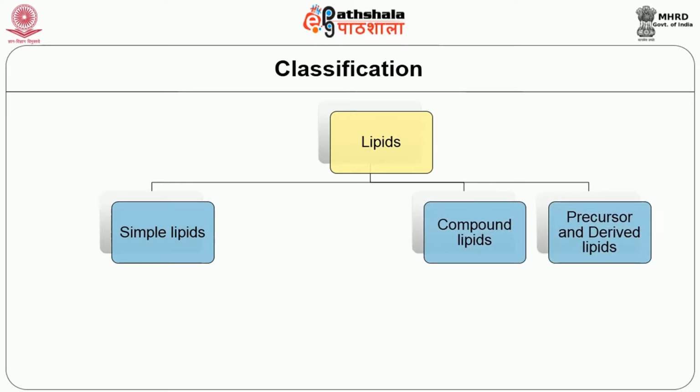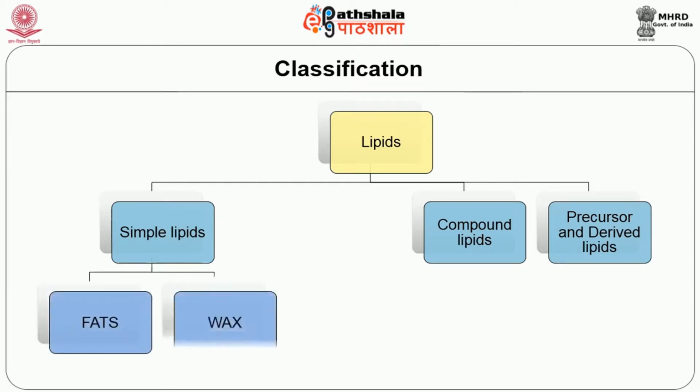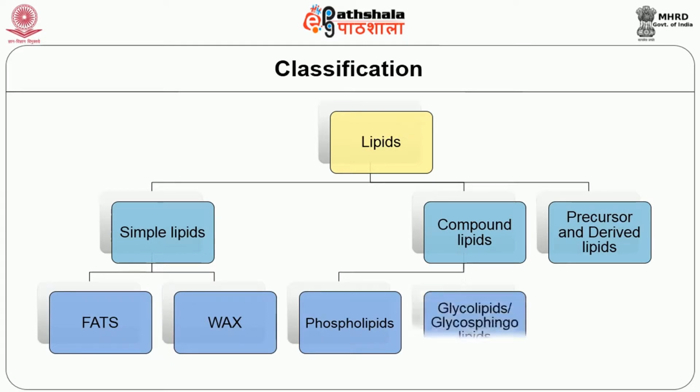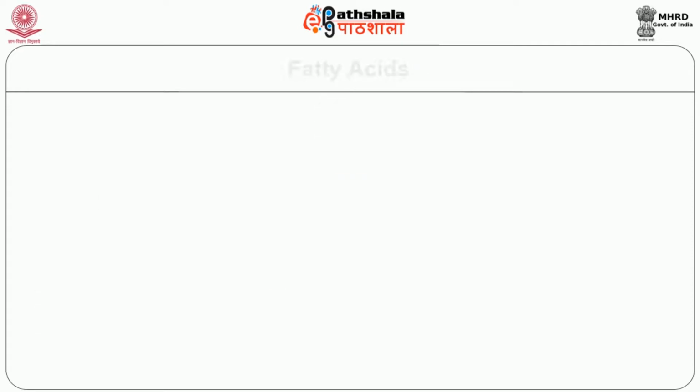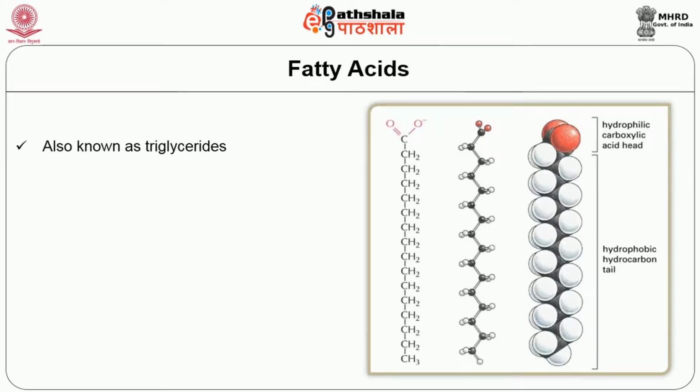Under simple lipids, we have fats and waxes, and under compound lipids, we have got phospholipids, glycolipids, glycosphingolipids, and lipoprotein, sulfolipids, and aminolipids. Now let us take the first one called the fats, which are called simple lipids. Fats are also known as triglycerides because they are formed from the glycerol backbone. Let us review our basic understanding of glycerol structure.